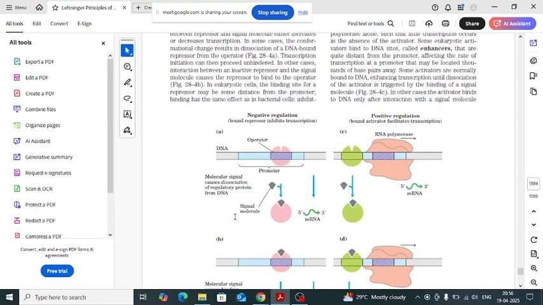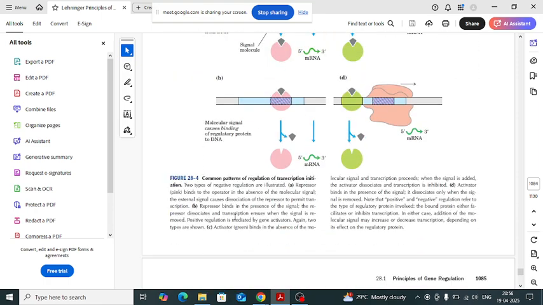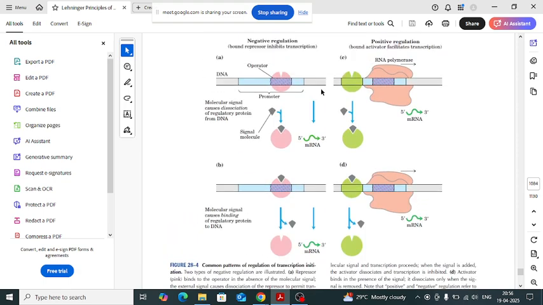And then in the context of positive regulation, again the activator is bound upstream of the promoter, and this activator is associated with the signaling molecule. So when the signaling molecule is gone, it will cause the dissociation of the activator also. When the activator is not present, there will be no transcription, right? So here also the molecular signal is regulating the binding of the regulatory protein to DNA.